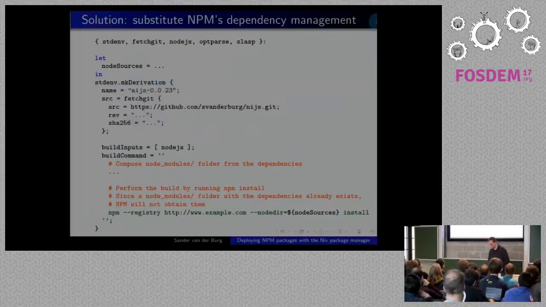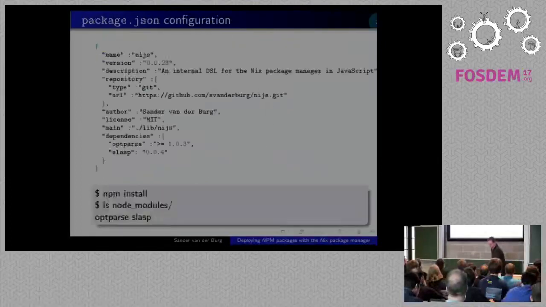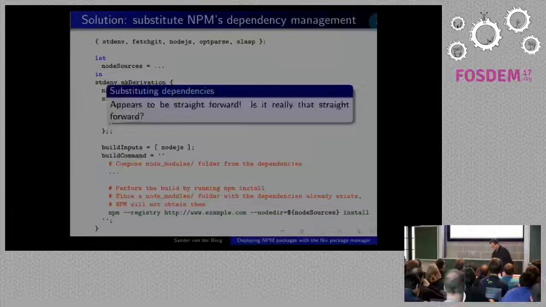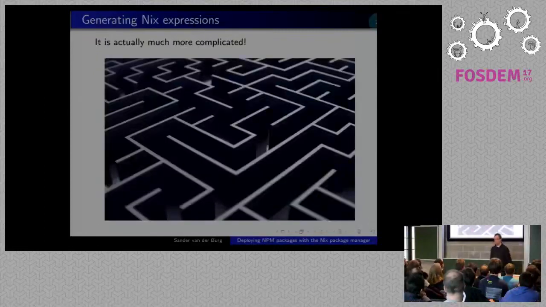And what I can even do is, if you take a closer look at this expression and the package.json, you see that they capture quite similar properties. So I could even automatically generate the Nix expression. So everything appears to be quite straightforward, right? But is it really that straightforward? I have to tell you, it's actually much more complicated than that. And there are many reasons for that.